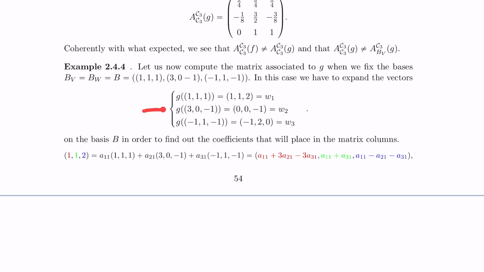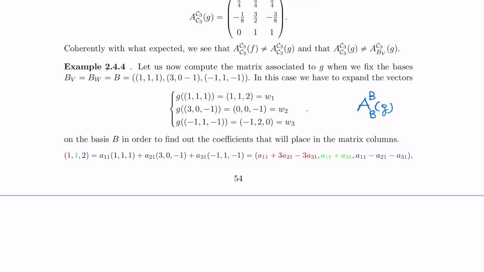We fix again our attention on the linear map G, but this time we fix the basis BV also for the range vector space, and for the sake of simplicity, we simply denote the two bases with B. So what we want to do is to find the matrix A associated with G with respect to the basis B for the domain and for the range vector space.